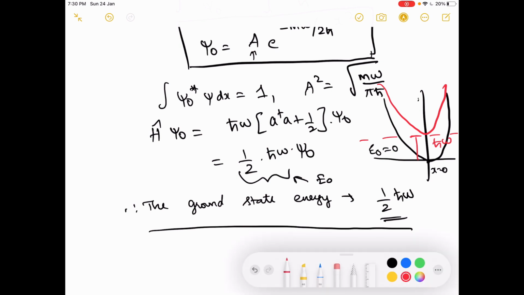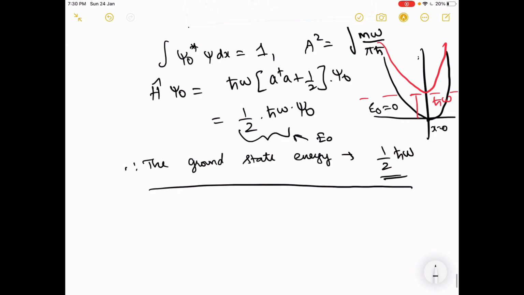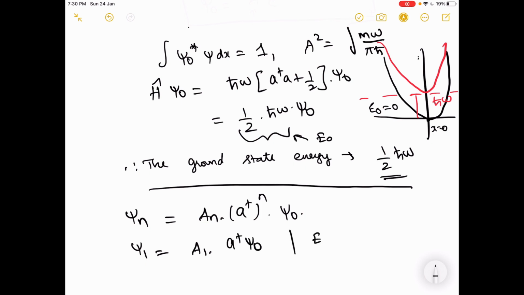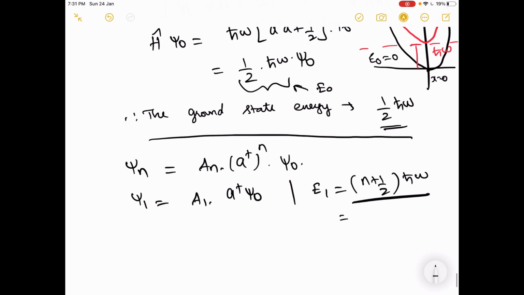So now that we have found the ground state, any other state psi n can be found by A dagger acting n times on psi naught. For example, psi 1, the first excited state, can be found as a1 A dagger psi naught, and its energy E n will be n plus half h cross omega. So the first excited state will have an energy 3 by 2 h cross omega.